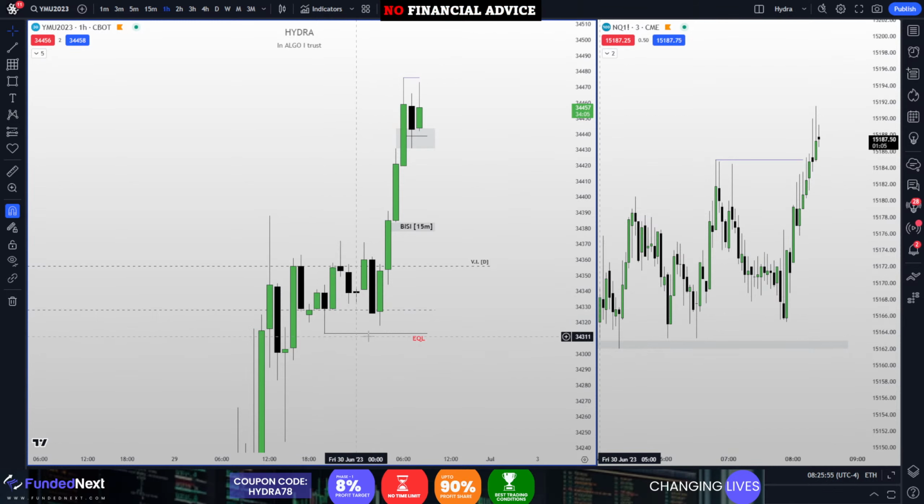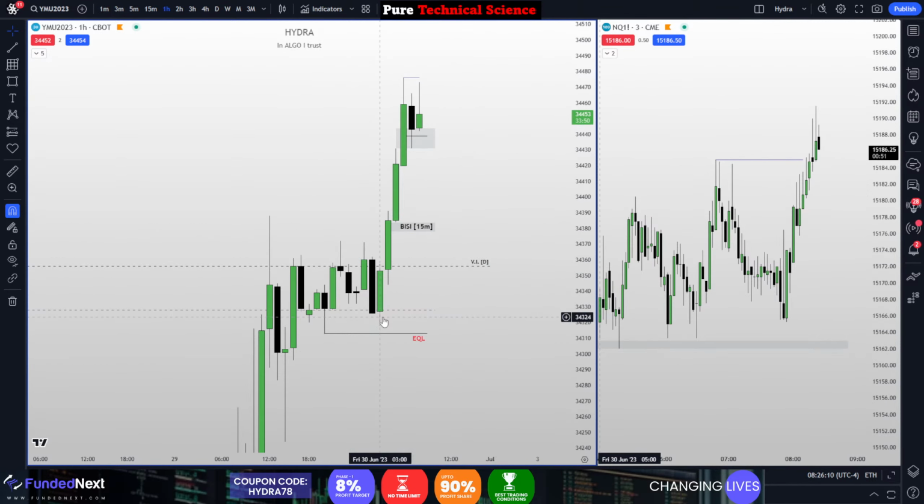It may not reach all the way down here. These relative equal lows are also a double bottom, so it's a support for retailers. It may not reach all the way down here, but we can expect to see a tap inside this volume imbalance into this original consolidation, and if price is going lower, then it's good.